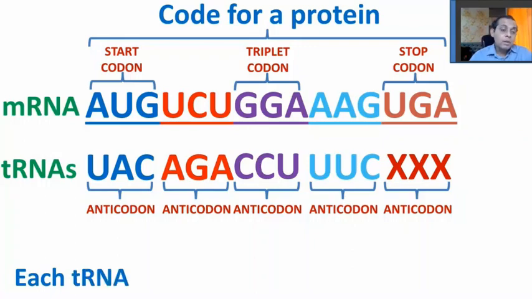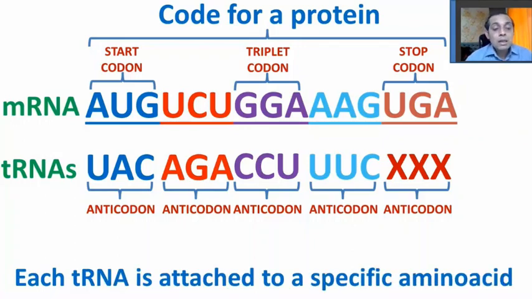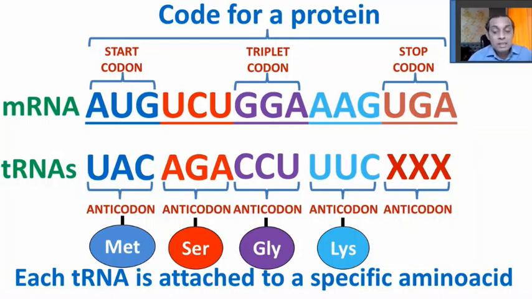Like for example, the tRNA consisting of UAC anticodon carries methionine. AGA is for serine. The tRNA with CCU anticodon is glycine. The UUC is lysine, and nothing for the stop codon, no tRNA with an anticodon.